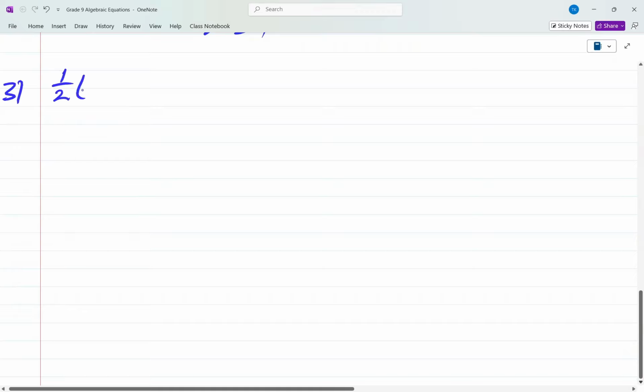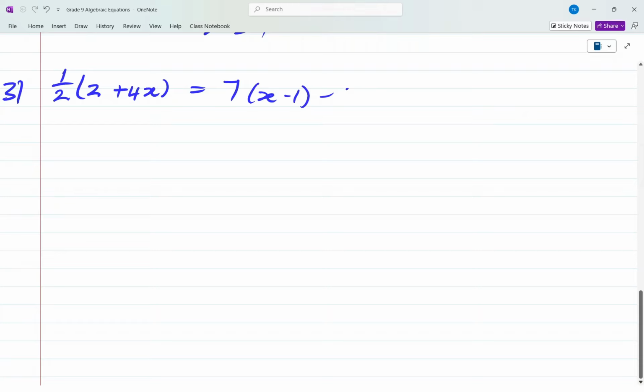Number 3, you have half, open brackets, not half x, sorry, half, and then 2, and then 4x, and then close your bracket, and then equal sign, 7 open bracket x minus 1, close bracket, and then minus 2. So still, even here, we are using distributive property. Half multiplied by 2, it will give you 1. And then half multiplied by 4x, you will now have 2x. You have equal sign. 7 multiplied by x, you now have 7x. And then 7 multiplied by negative 1, you have negative 7. And then you have a negative 2 there as your last term.